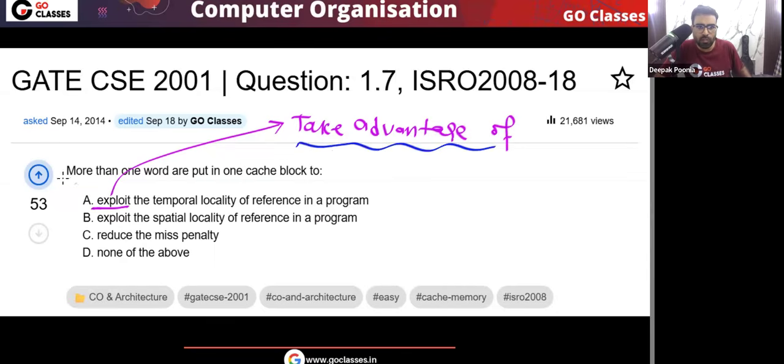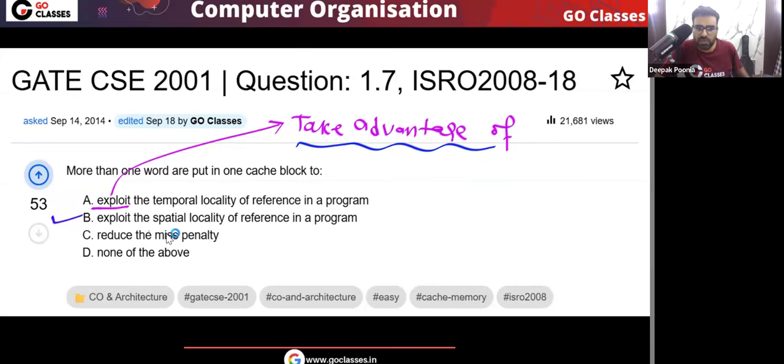The question is saying that more than one word, or I can say more than one byte, is put in one cache block to take advantage of temporal locality of reference of the program, to take advantage of spatial locality of the program, to reduce the miss penalty. What is the answer? The answer will be option B. It means we put more than one byte, or more than one word, in one cache block to take advantage of the spatial locality property of the program.